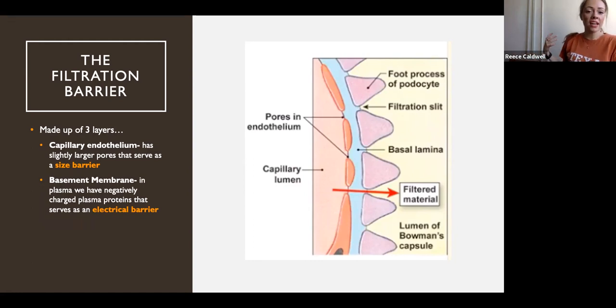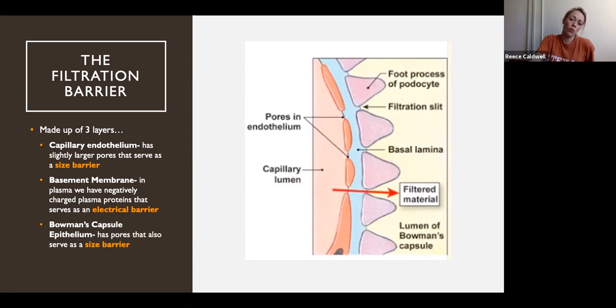Next, we have the basement membrane. So the basement membrane serves as an electrical barrier because it contains negatively charged plasma proteins. So it's only going to let in positive ions, because remember, like and like repel. If you have two negatively charged ions, they'll repel. So that negatively charged plasma protein barrier in the basement membrane will let positive ions in, but repel negative ions. So what we see is that we like to let in small, positively charged ions and molecules.